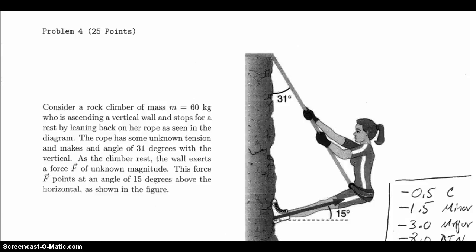Problem 4 says that you have to consider a rock climber of mass 60 kilograms who is ascending a vertical wall and stops to rest by leaning back on her rope, as seen in the diagram. The rope has some unknown tension and makes an angle of 31 degrees with the vertical. As the climber rests, the wall exerts a force F of unknown magnitude. This force F points at an angle of 15 degrees above the horizontal, as shown in the figure.